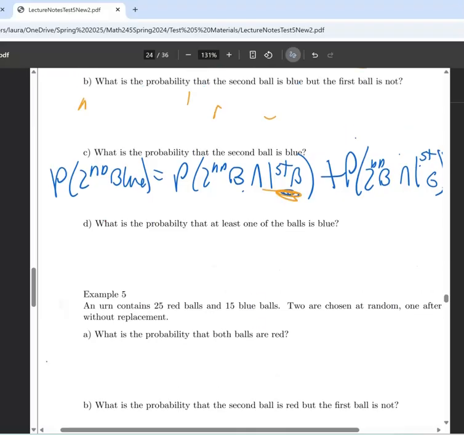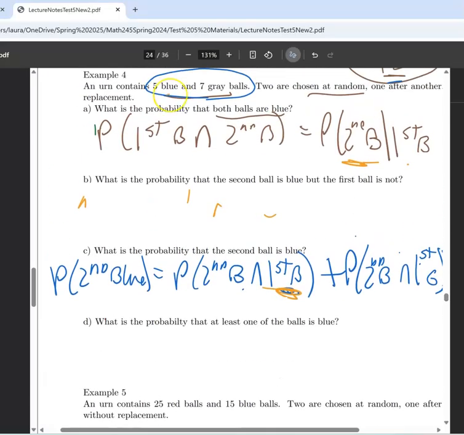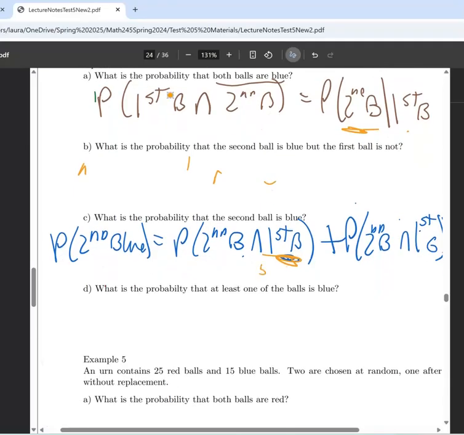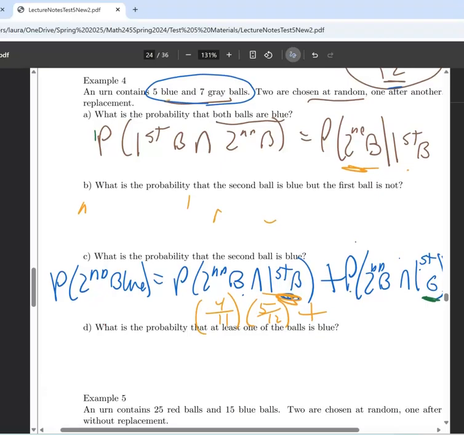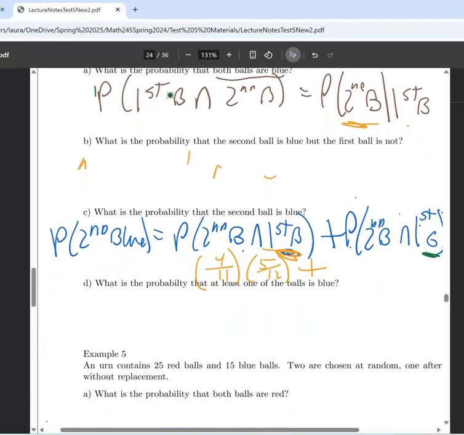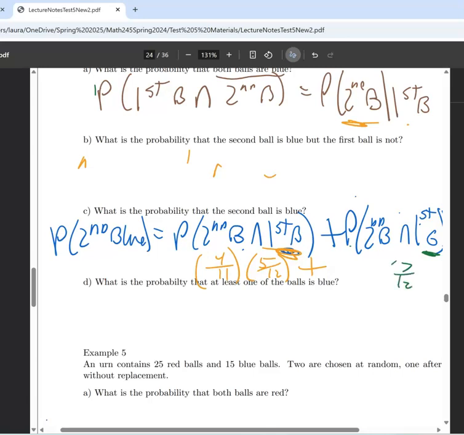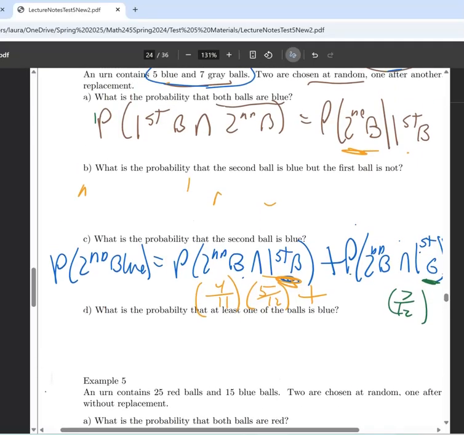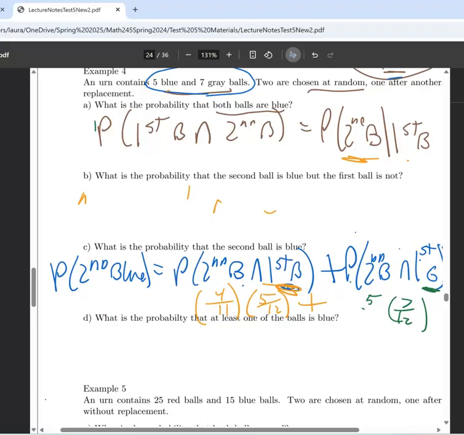If the first is blue, again, let's look back at our urn. The first is blue. That means I have 5 out of 12 for that. And then the second is blue. That would mean I'd have 4 out of 11. Plus, okay, let's move over here. If the first is gray, I'm sorry, gray, that would mean I'd have 7 out of 12. And if the second is blue, then I would have 5 of the blue ones left out of the 11. So that would be the answer.